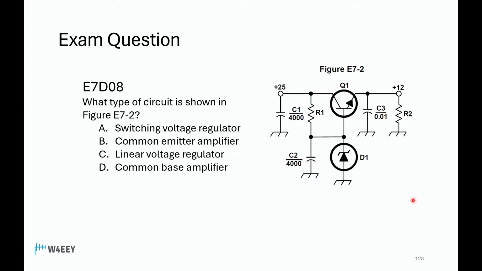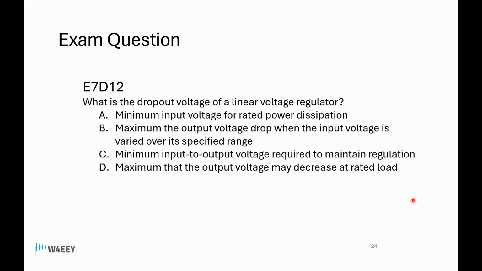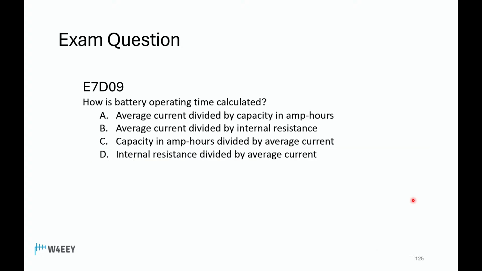What type of circuit is shown in figure E7-2? Charlie, Charlie. Yeah, that's kind of a gimme, but it's in the pool, so we've got to do it. What is the dropout voltage of a linear voltage regulator? Charlie. Yeah, that is Charlie. You've got to kind of think through that one, but that's correct, Charlie.